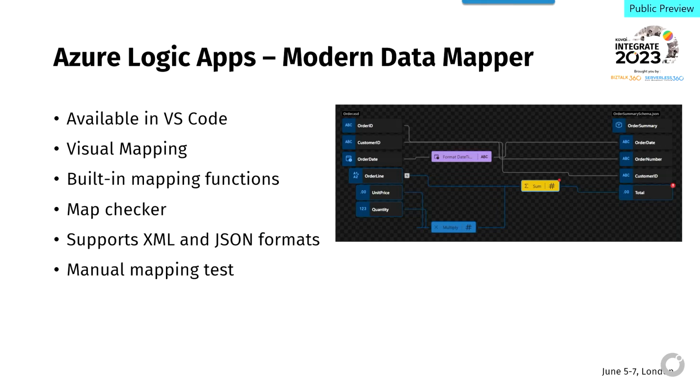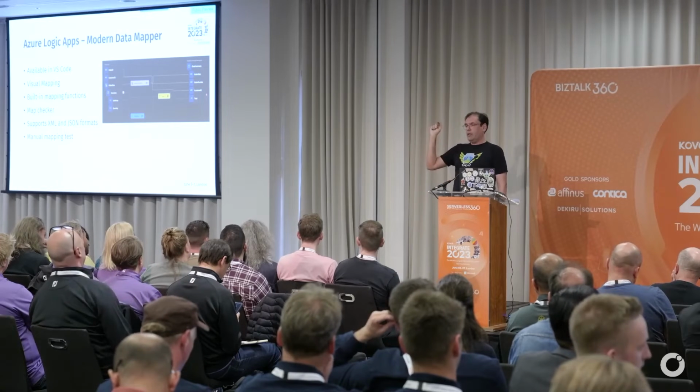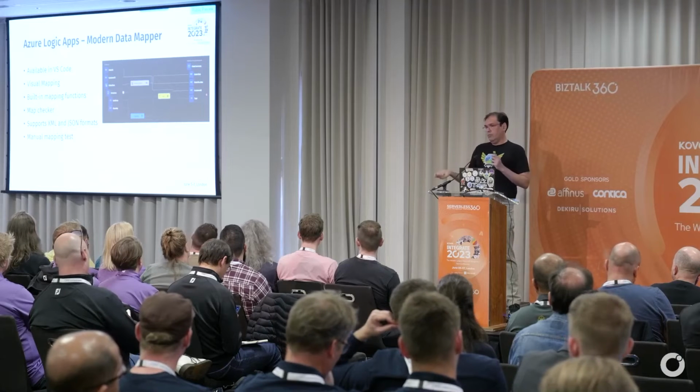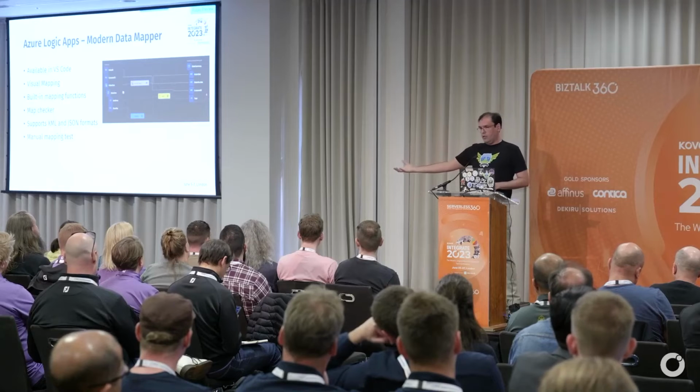One thing that is really interesting is that it has a map checker. So if your map has a definition in terms of what is required and what is not, at the end of the process it shows if you actually have a valid result, because you might not be mapping all the things that are required. Supporting XML and JSON today in both ways, so you can start with XML on the source and JSON on the destination, or the other way around.